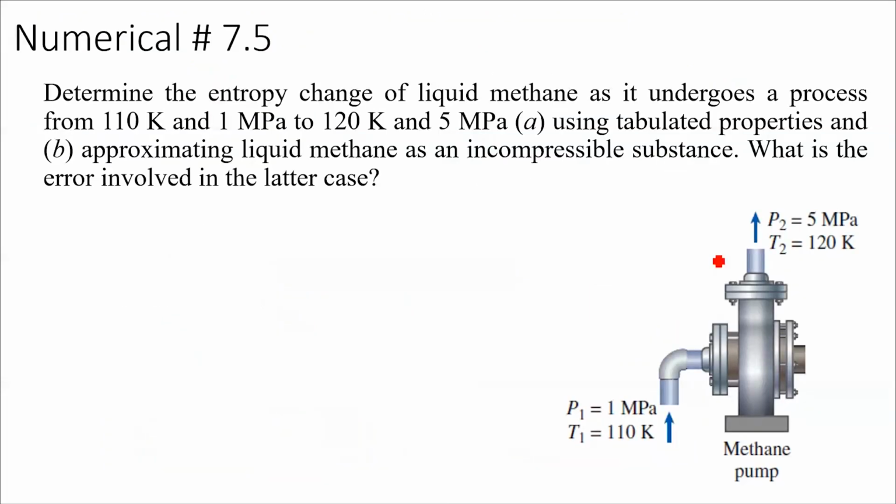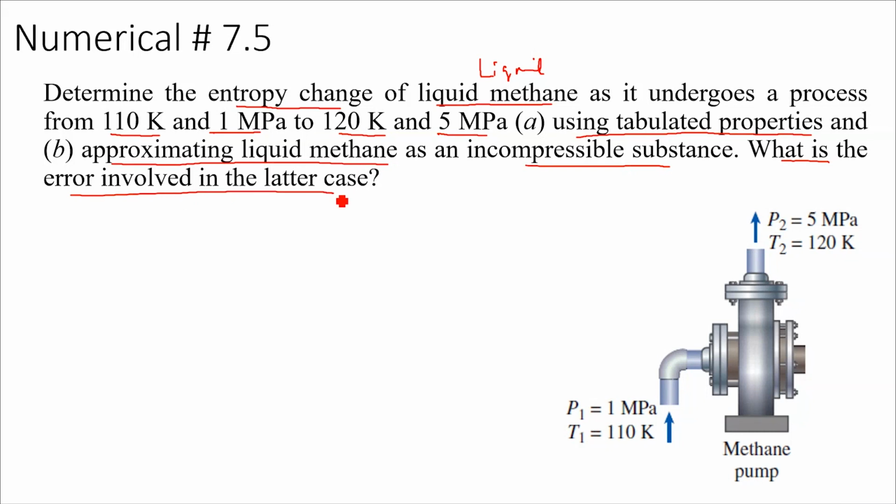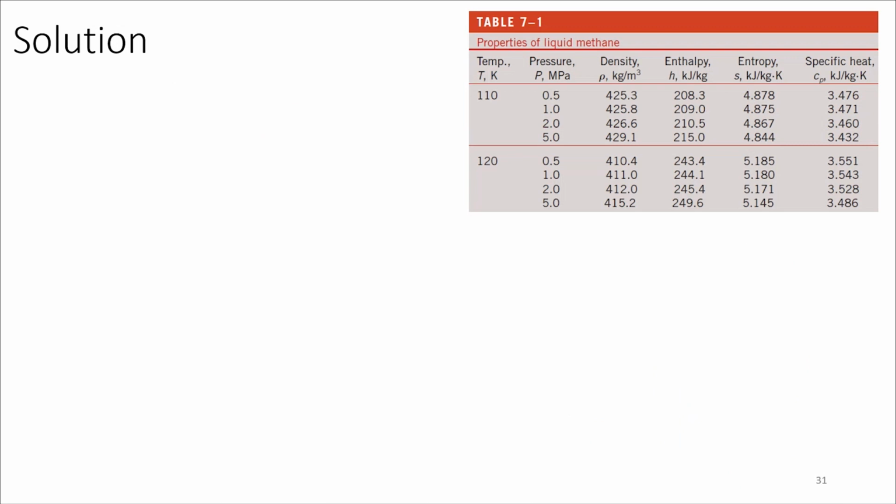Moving on to an example, let's say we have to determine the entropy change of liquid methane, again liquid, as it undergoes a process from 110 Kelvin, 1 megapascal to 120 Kelvin, 5 megapascal. Number one, using the tabulated properties, and number two, approximating liquid methane as an incompressible substance. What is the error involved in the latter case? So the table is given alongside this example for liquid methane. This table is given for your ease.